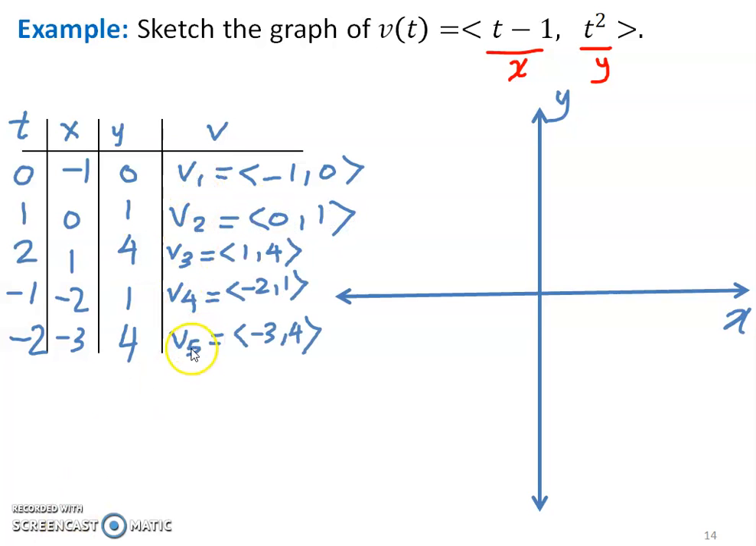We get 5 vectors because we assume 5 values for t. Of course, we can take more. Let us take those as a position vector r, whose initial point is origin and terminal point is the given vector. So the first vector is started from initial point to minus 1, 0. This is v1. The second vector is to 0, 1. This is second vector. And then v3, 1, 4. This is 1, 4.